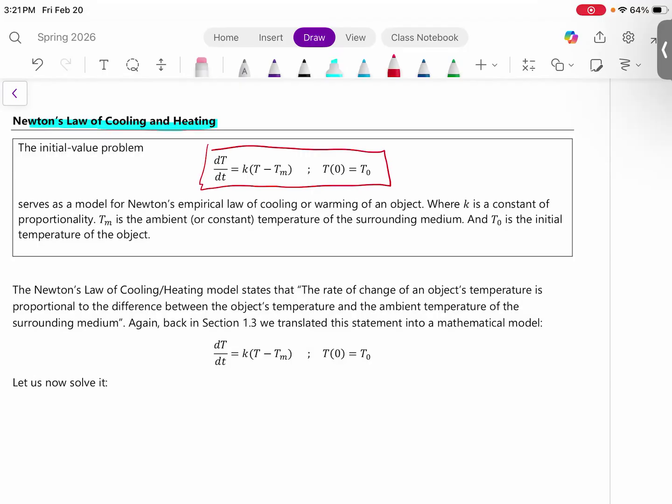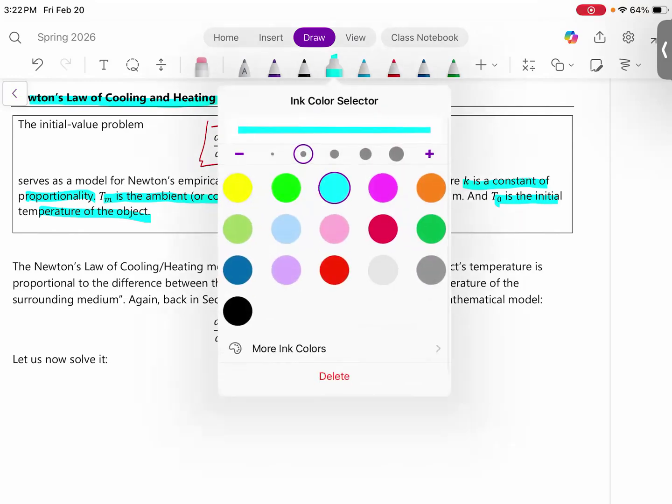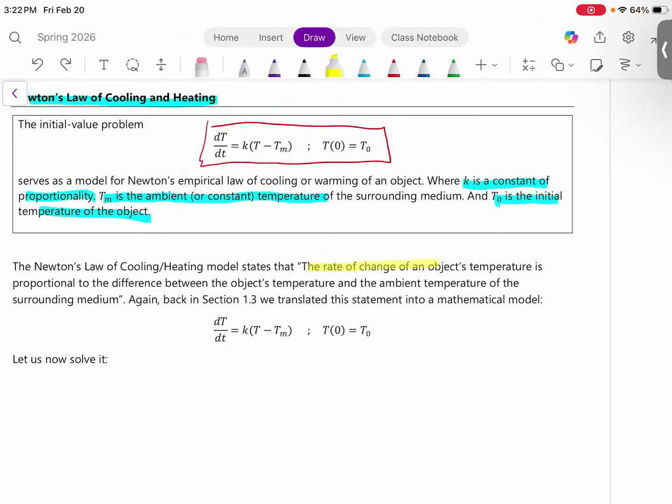So let's go ahead and break that down. Some of the things we just said. k is a constant of proportionality, a proportional constant. T sub m is a constant or ambient temperature, like the temperature in the room. And T sub naught is the initial temperature of the object. Okay, so once again, we were able to develop a model and the differential equation above based on the statement back in section 1.3.